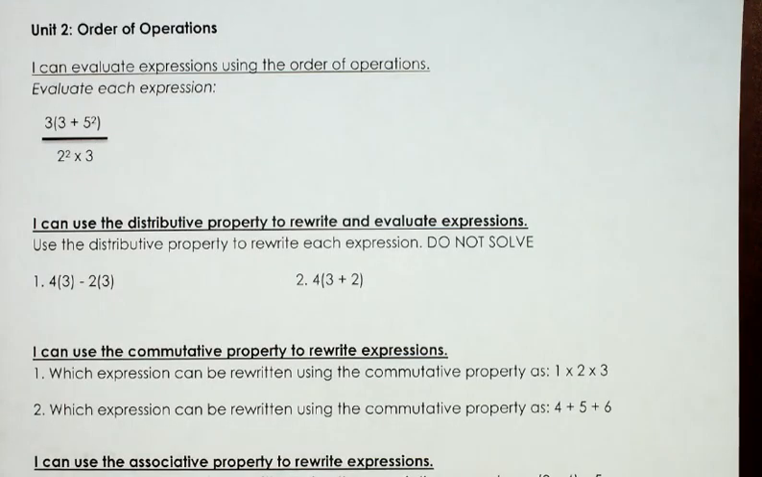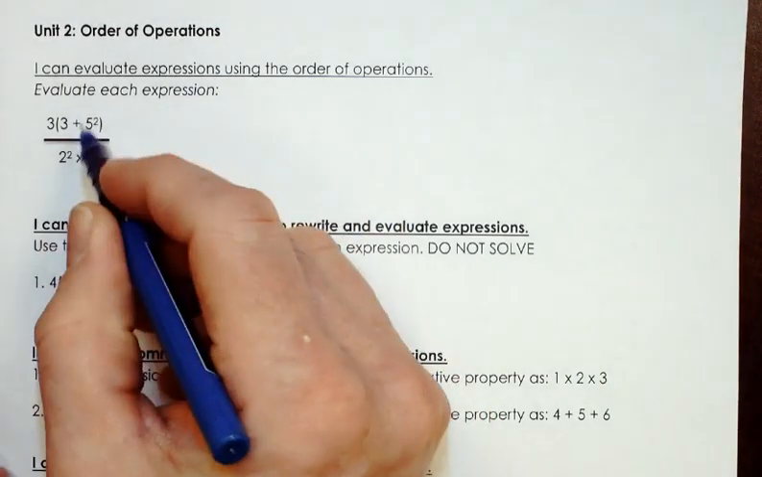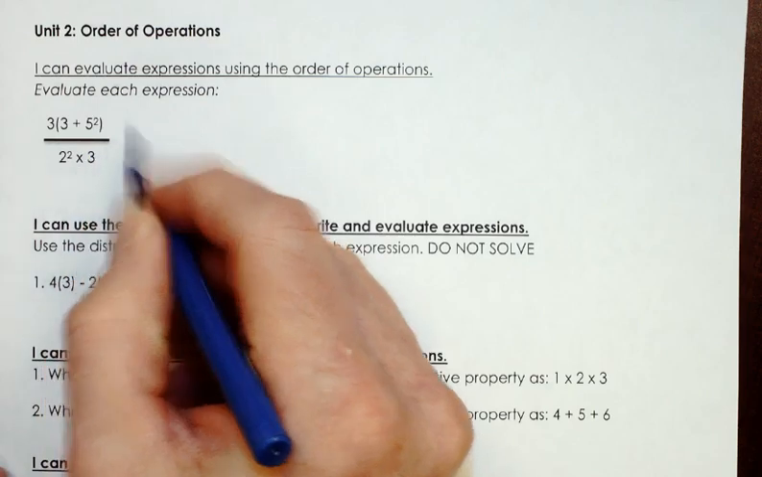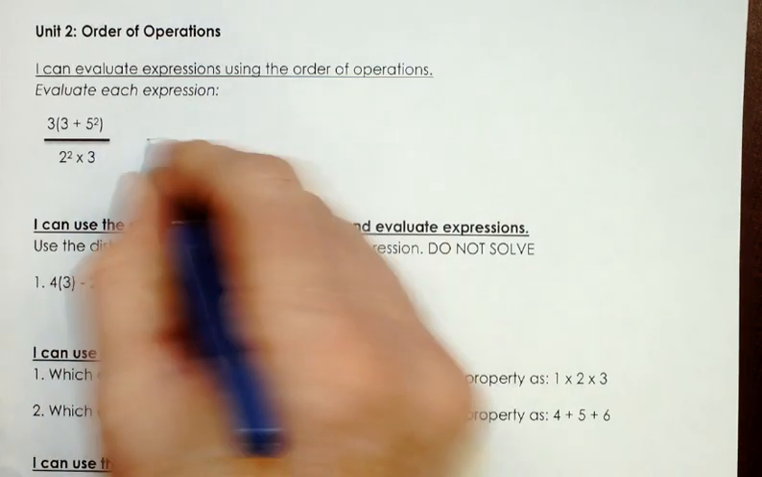Okay, evaluate using the order of operations. Well, this one's kind of tricky. First of all, we're going to have to do everything on top, then we're going to have to do everything on the bottom, and then we're going to have to divide. That's kind of the rule on one of these ones with the fraction bar. So let's go ahead and do this first thing.